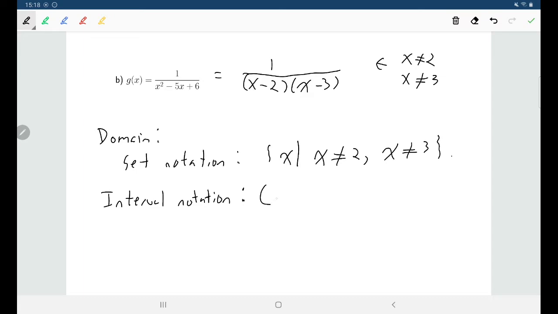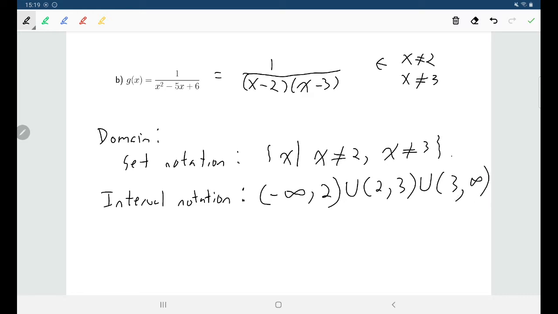It's everything from the far left all the way up to 2, not including the 2, so round brackets, together with all of the numbers between 2 and 3, so from 2 to 3, not including the 2, not including the 3, and then together with all of the values that are larger than 3, everything from 3, not including it, to the far right.